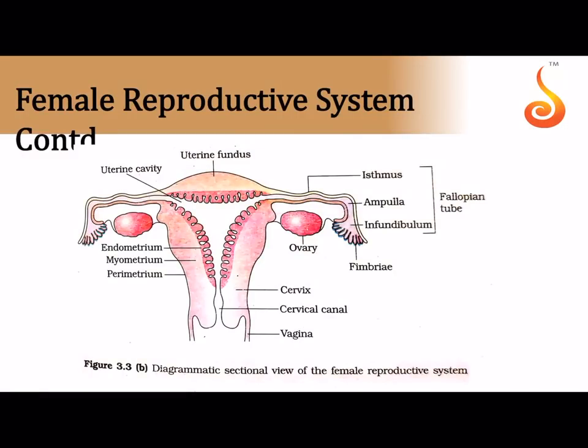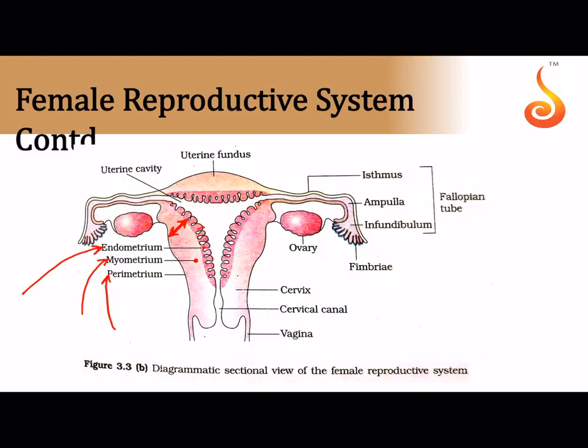Yeah, so let's move back to here. So I was discussing the layers in the wall of the uterus. There is the endometrium, then there is the myometrium, which is the middle layer, you can see here. And then there is the outermost layer, which is referred to as the perimetrium. Endometrium is the innermost layer, I'm sorry.